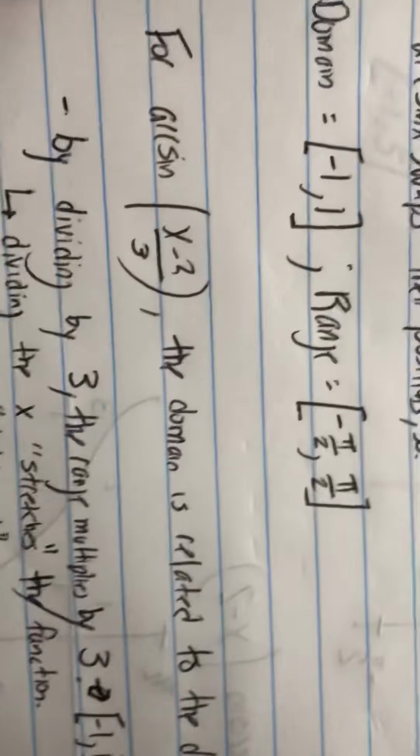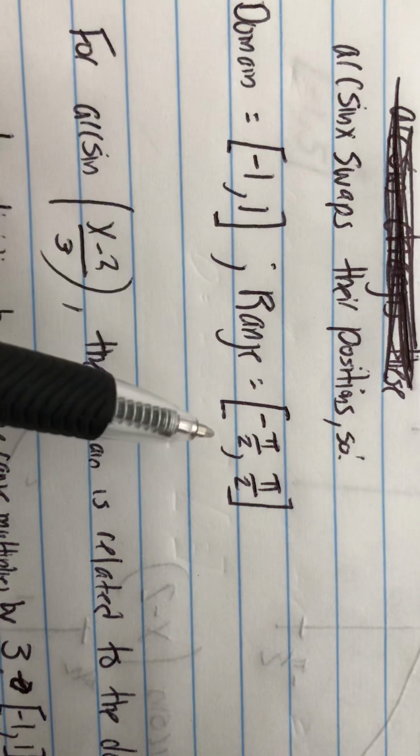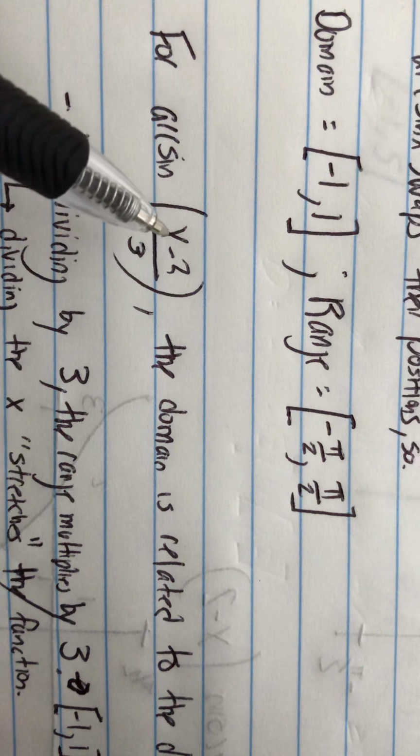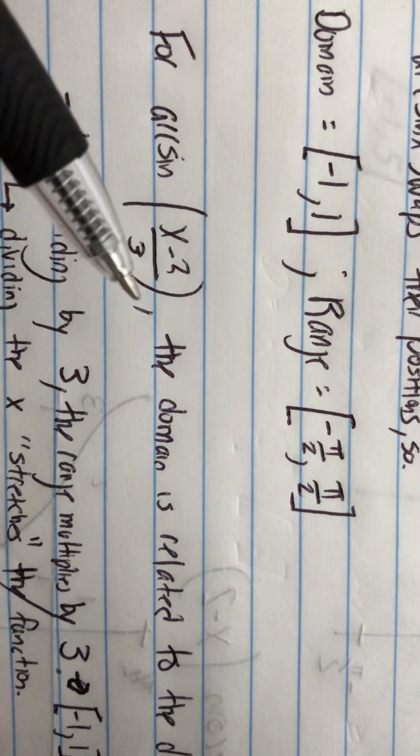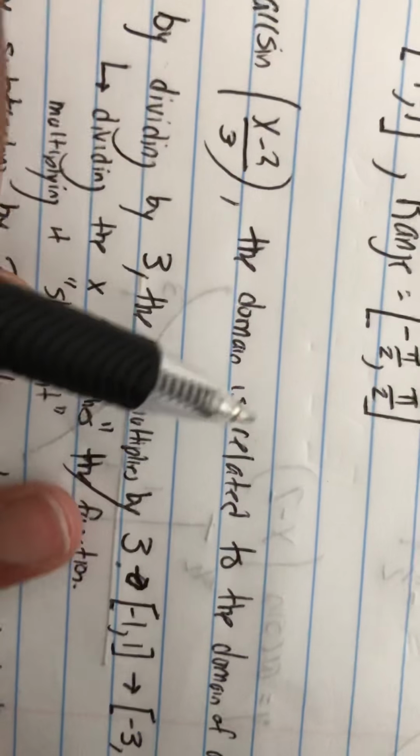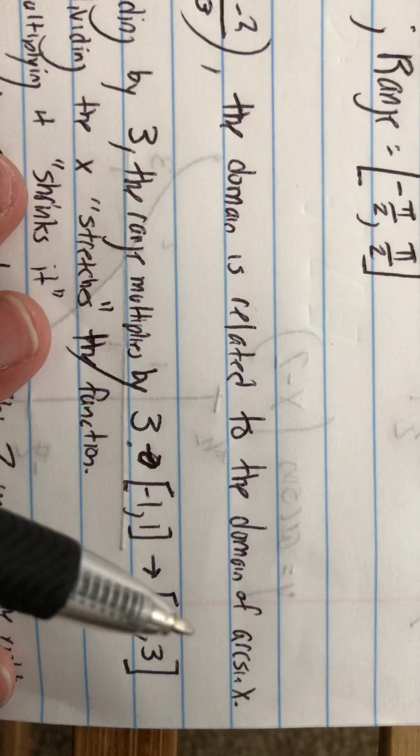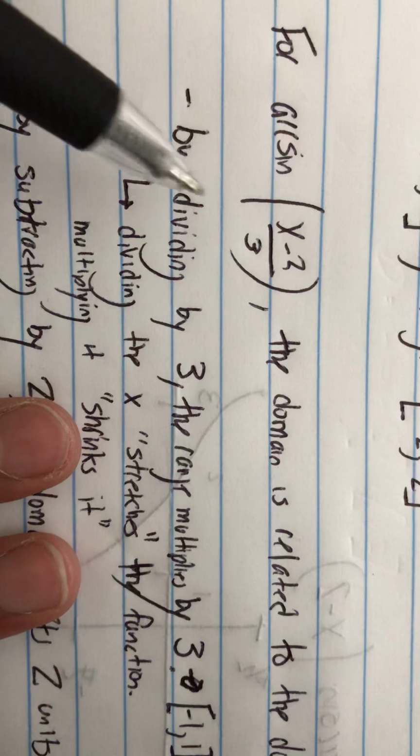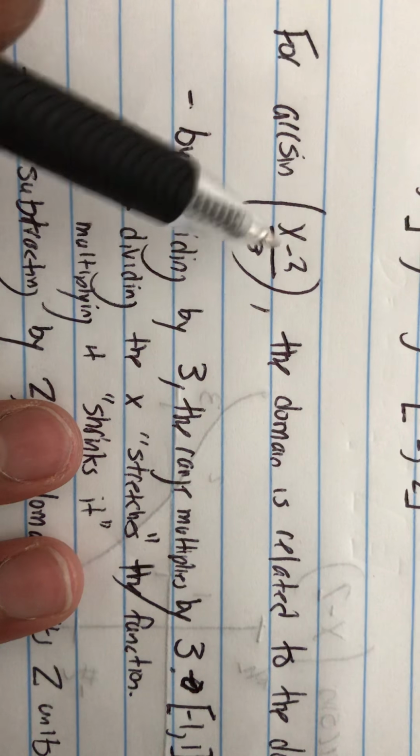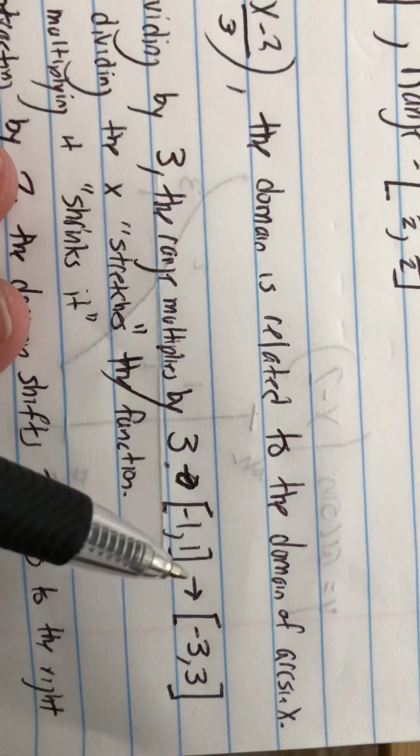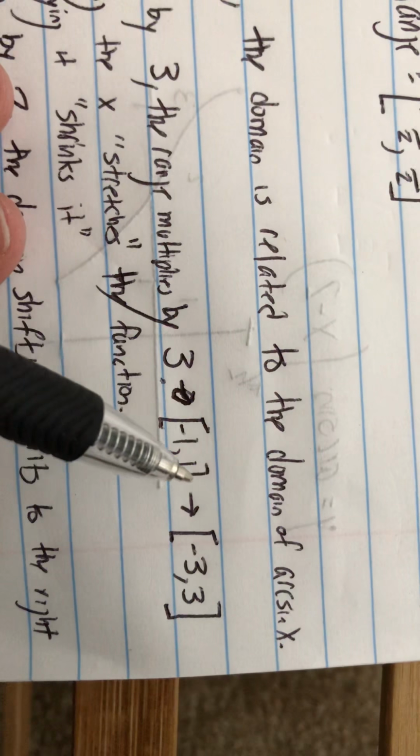So we already understand that the domain and range are going to be limited by these values. But the thing is, because this is not arcsine of x, this is arcsine of a different transformation of x, the domain will change while the range may stay the same. So the domain is actually related to the domain of y equals arcsine of x. So by dividing this x term by 3, the domain multiplies by 3. So it changes from -1 to 1, and that transforms into -3 to +3.